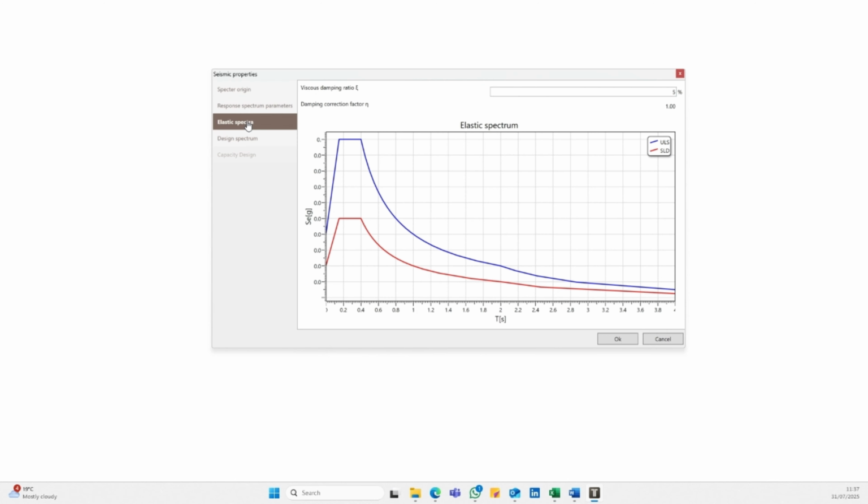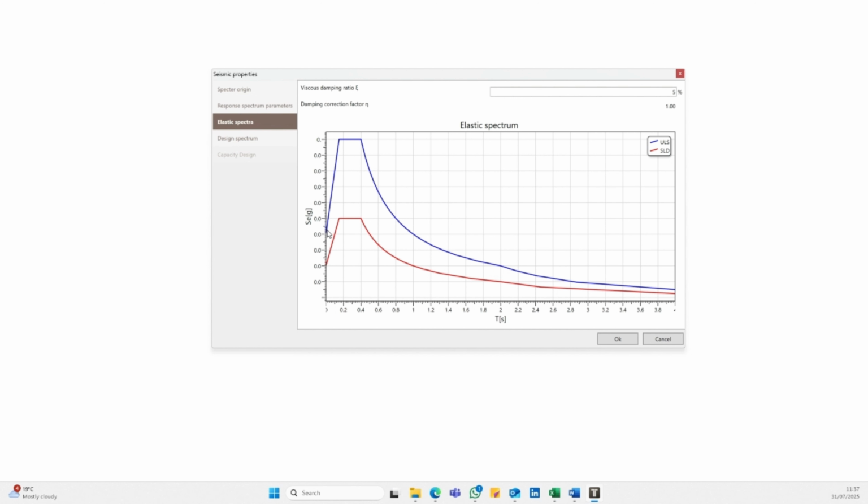This graph shows the seismic response spectrum. On the vertical axis, we have spectral acceleration, marked as Se. On the horizontal axis, we have the period, T, in seconds. There are 2 curves. The blue line is for ULS, which means ultimate limit state. The red line is for SLD, or serviceability limit design.